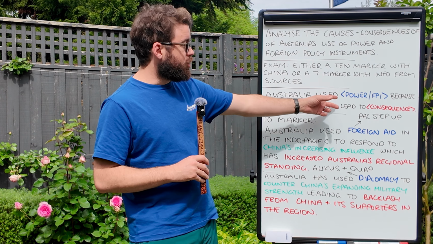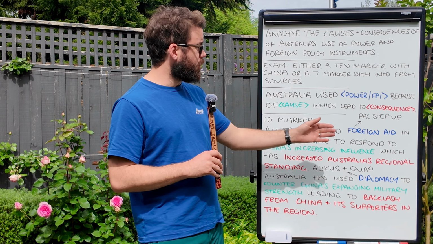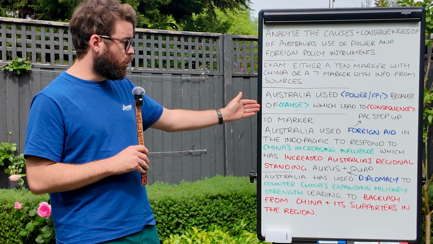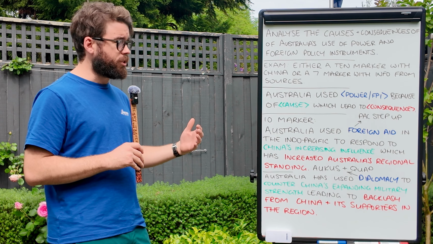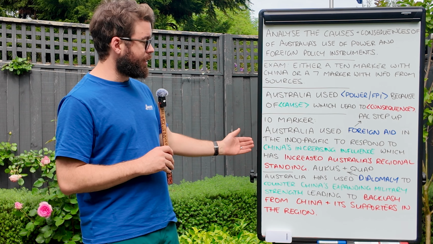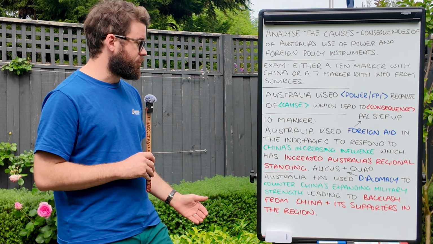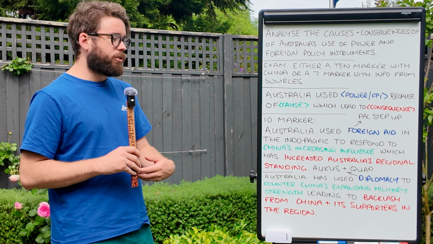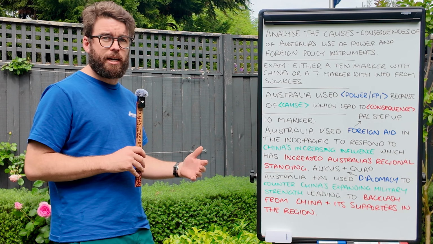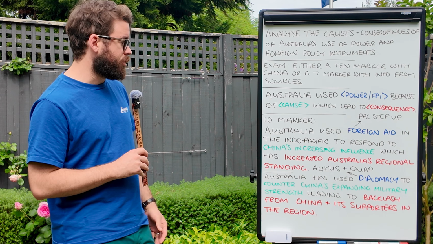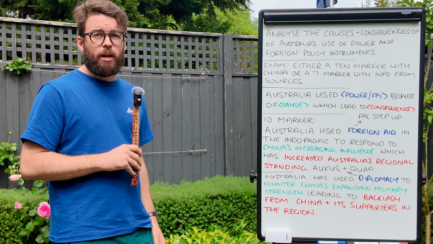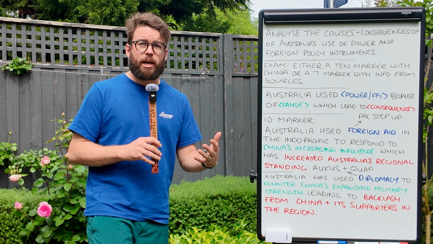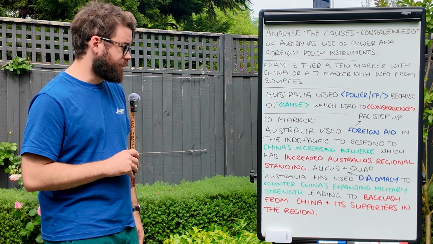So the use of power, the type of power or the foreign policy instrument, is foreign aid. The cause is China's increasing influence. So that is what has caused Australia to do this. And the consequence of this action is increasing Australia's regional standing. Now, the consequences could be many and varied. That's just one. For this one, for example, you could say that a consequence has been China being upset with Australia throwing its weight around or something along those lines.